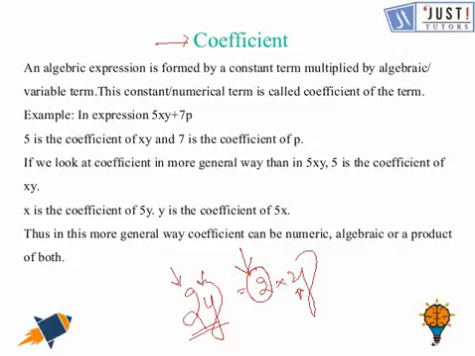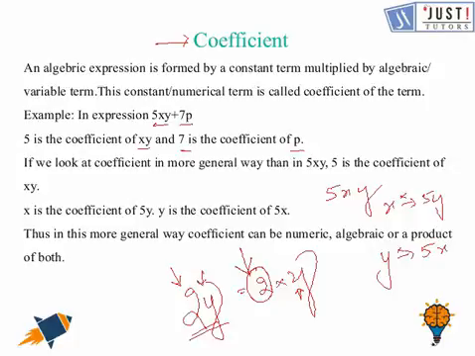If anybody asks you that in 5xy plus 7y, we can say that 5 is the coefficient of xy, and 7 is the coefficient of y. Now if we look at coefficient in a more general way, in 5xy, we can say that 5 is the coefficient of xy, or x is the coefficient of 5y, because if we multiply these both, we get 5xy, and also we can say y is the coefficient of 5x. So in a more general way, a coefficient can be numeric, algebraic, or a product of both.